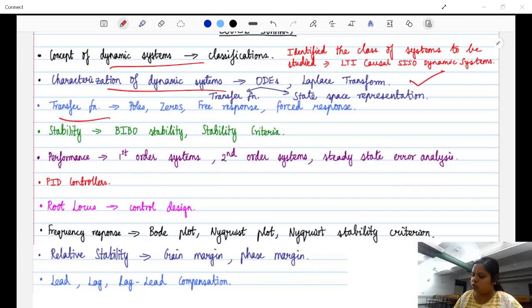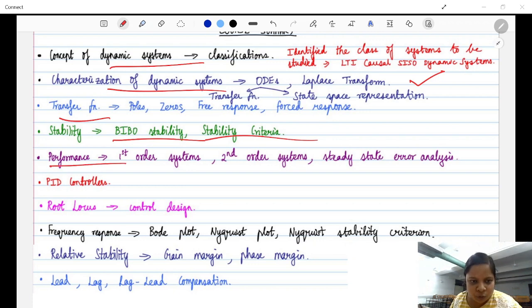Then we also saw the BIBO stability criteria, and performance specifications for first and second order systems, where we saw rise time, maximum peak overshoot, peak time, settling time, and all of them. We'll have some MATLAB problems also on these. We saw the PID controller. It was a very basic introduction to the PID controller, starting from the bang-bang controller, P controller, I controller, D controller, to PI, PD, PID. We went through all of these. There are problems available throughout.